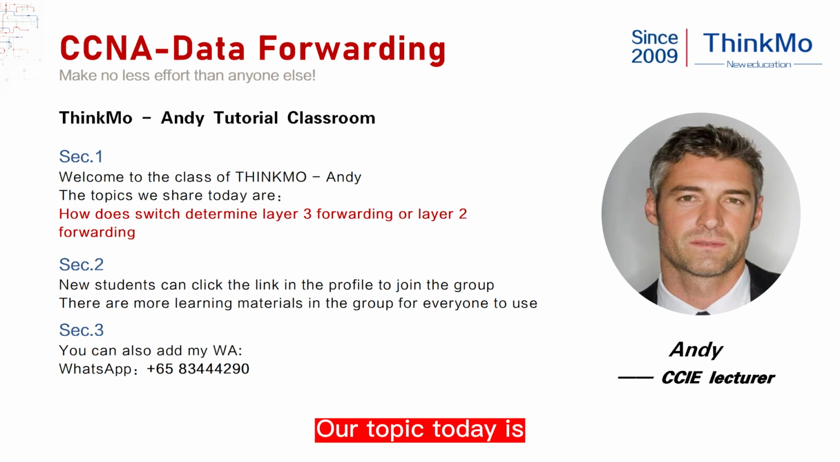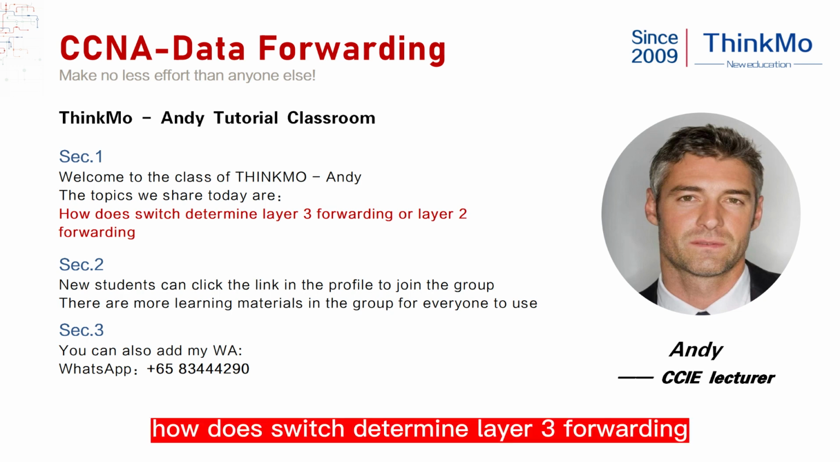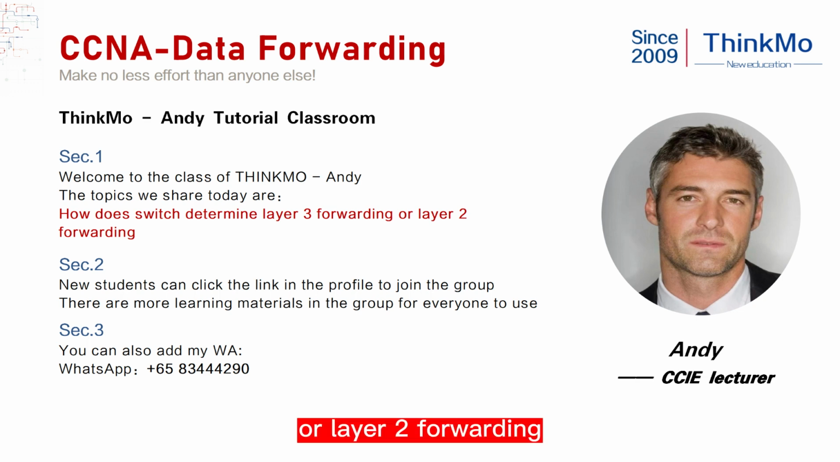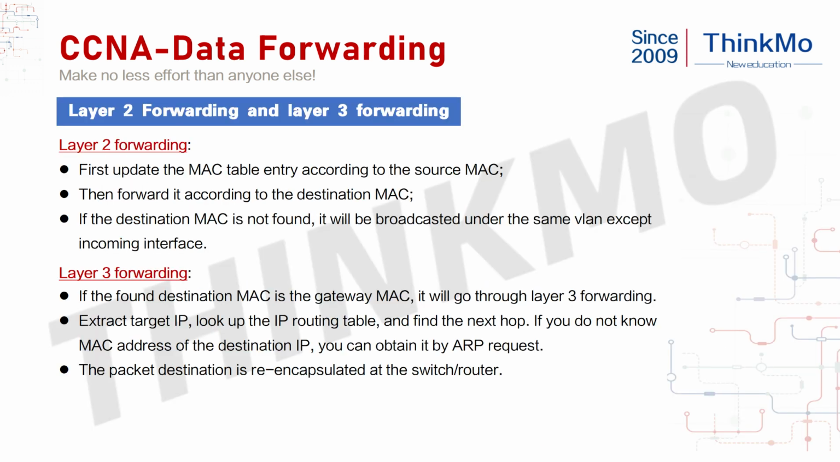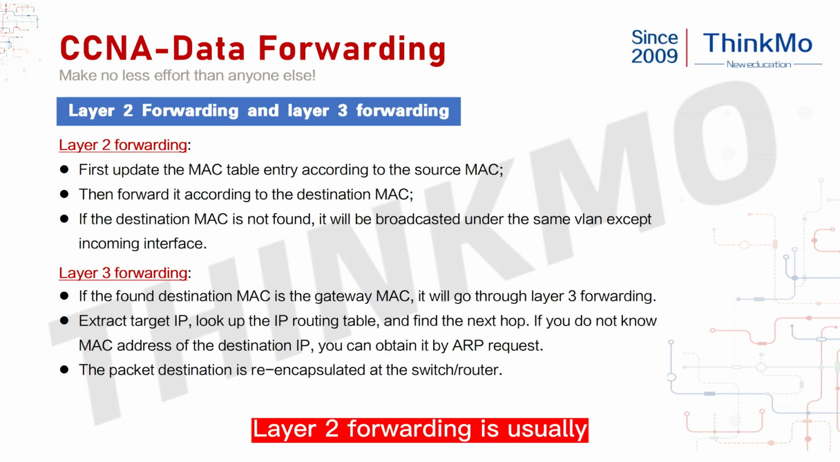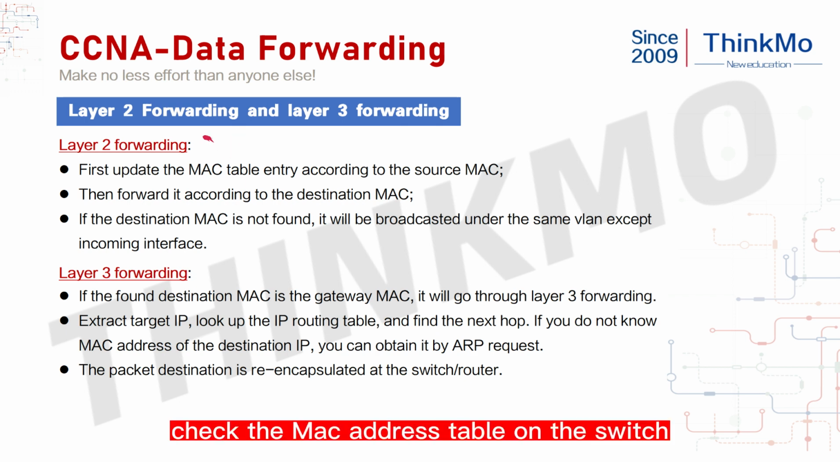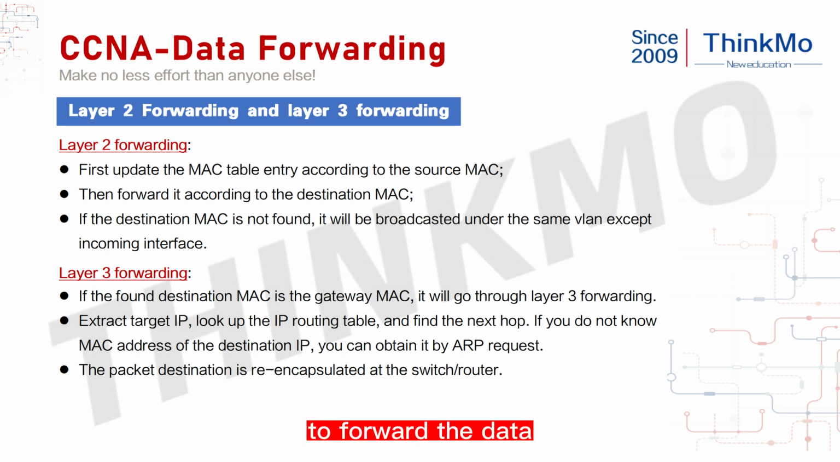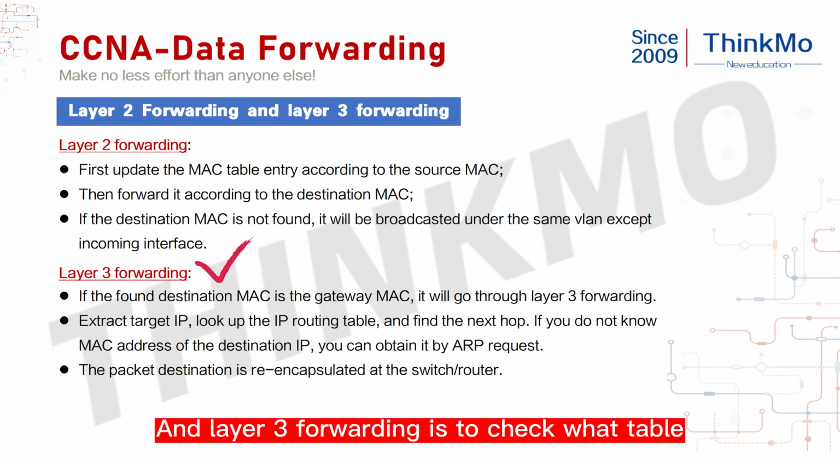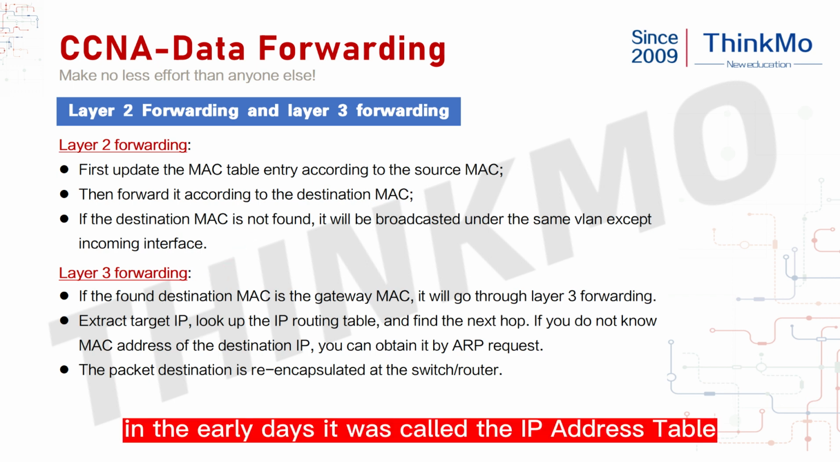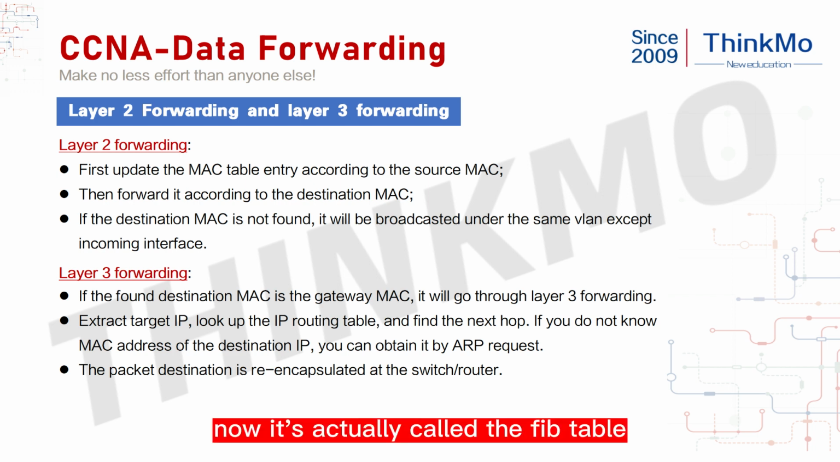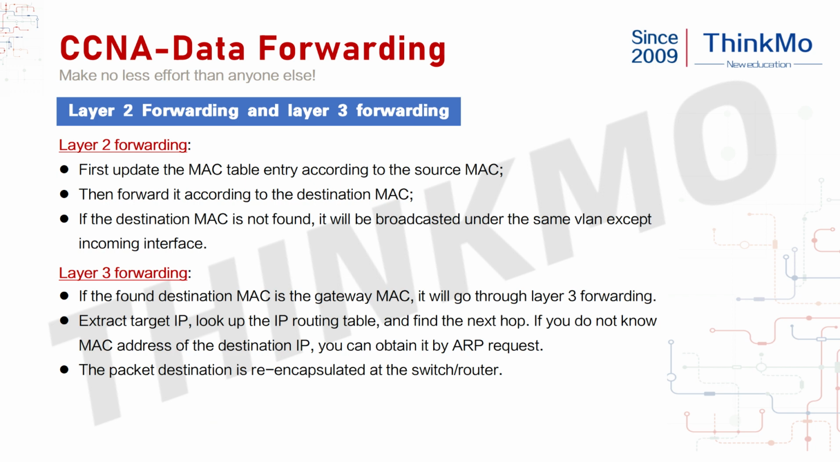Our topic today is: how does the switch determine layer 3 forwarding or layer 2 forwarding? First, let's explain the concept of layer 2 forwarding and layer 3 forwarding. Layer 2 forwarding is usually checking the MAC address table on the switch to forward the data. And layer 3 forwarding is to check what table? In the early days it was called the IP address table, routing table. Now it's actually called the FIB table. For your understanding, we call it a routing table, IP address table.